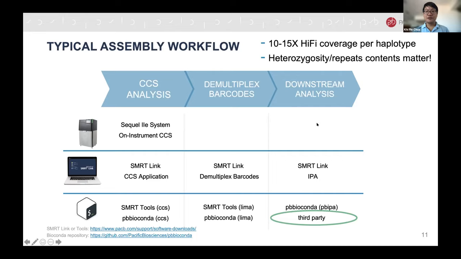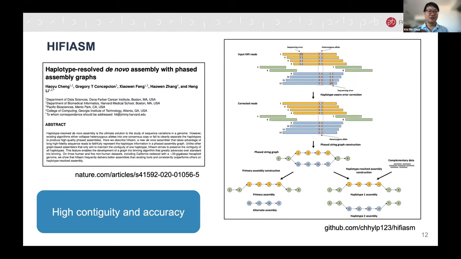Next is the downstream analysis. For HiFi whole genome sequencing assembly, SMRT Link provides an application called IPA, which is Improved Phased Assembly, a push-button solution. With just one click, you generate a complete de novo genome assembly. IPA is available as a command line tool as well, but there are now a lot of other third-party tools that allow you to generate HiFi assemblies, one of which is hifiasm, which Professor Henley will talk about later as well.